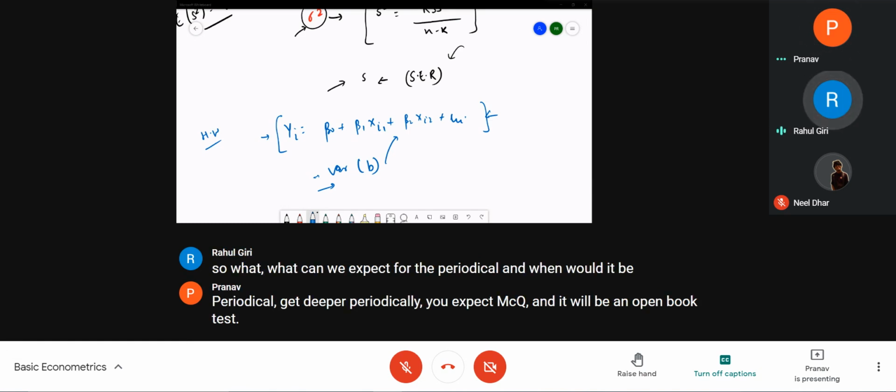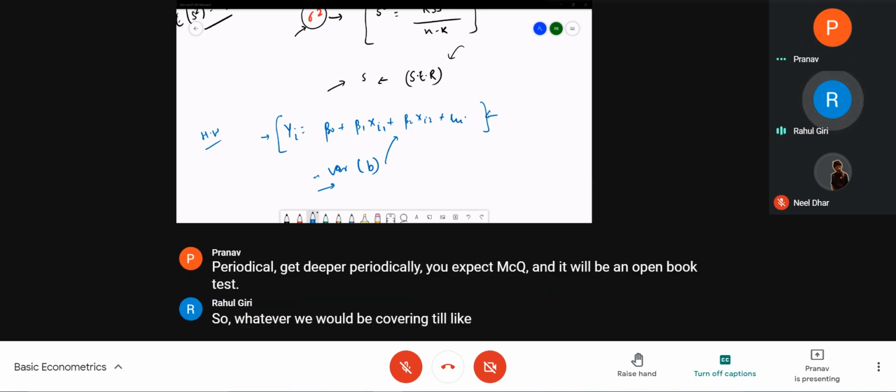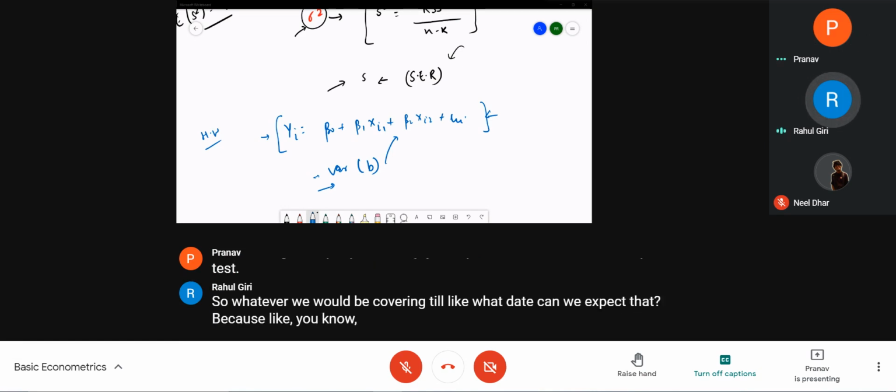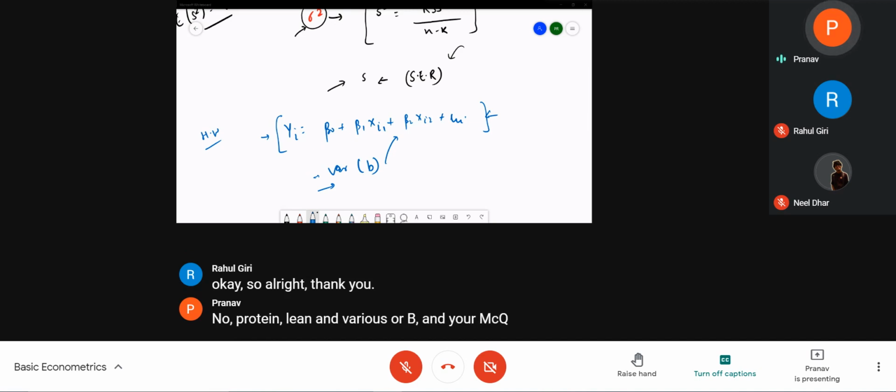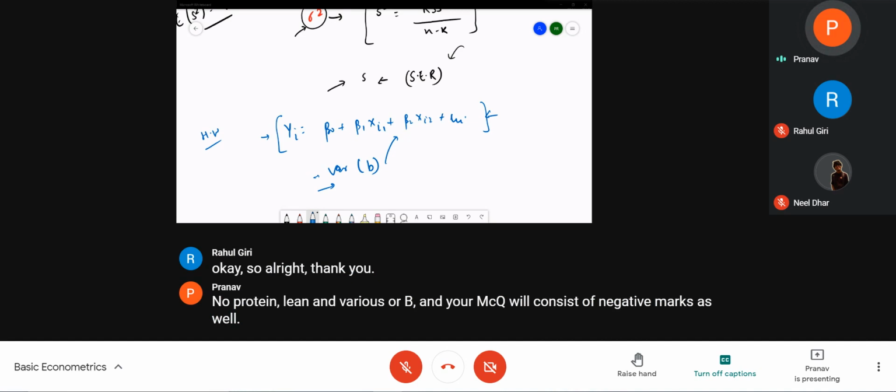So whatever we would be covering, till what date can we expect that? Because according to the timetable that we received earlier, till today, right? Yes, till today. Till mean and variance of B, and your MCQ will consist of negative marks as well. And it will be an open book test.